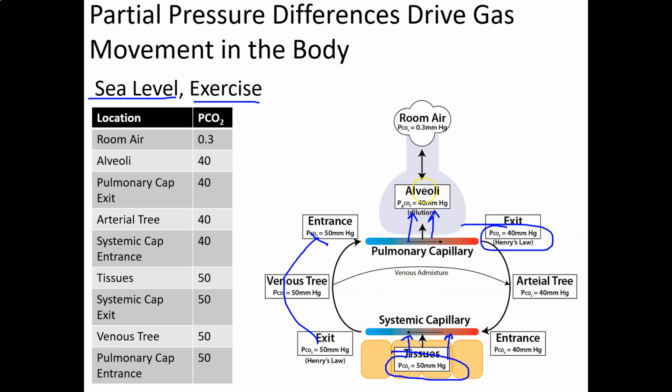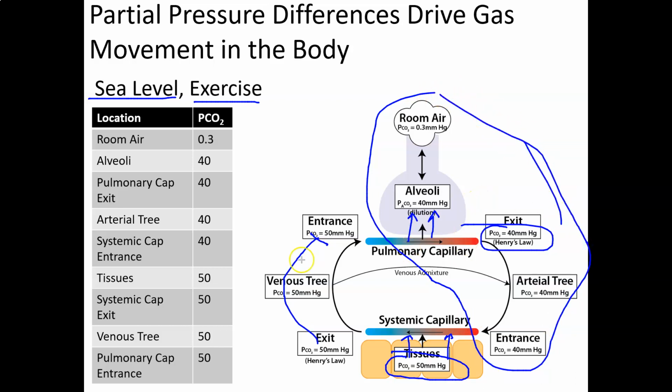So again, just like we saw for oxygen in the condition last time, the inlet side stays the same. So all this is pretty much the same number. And it's when we get to the systemic capillary that things typically change for sea level and exercise.